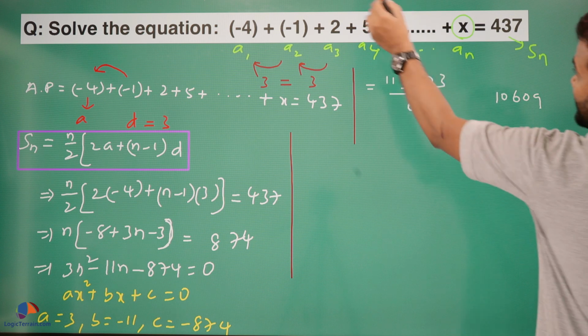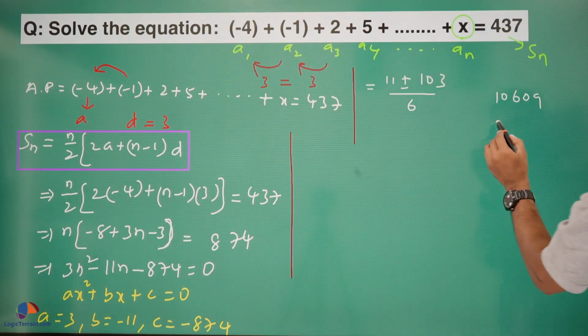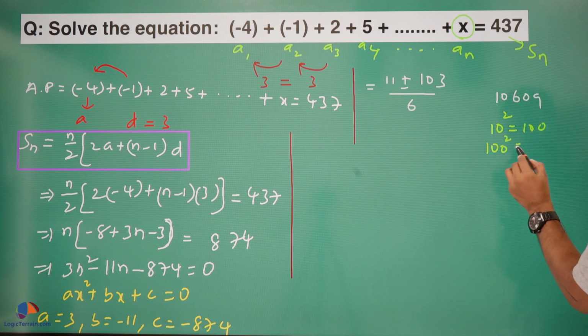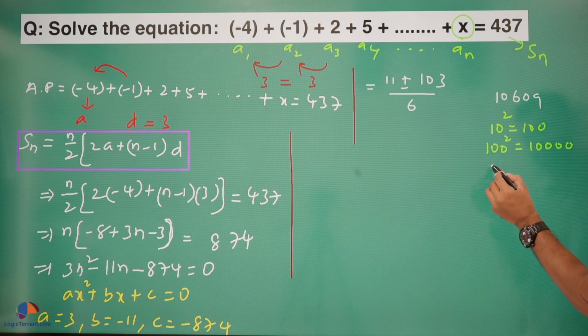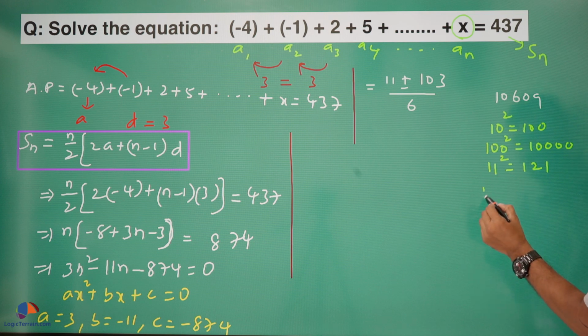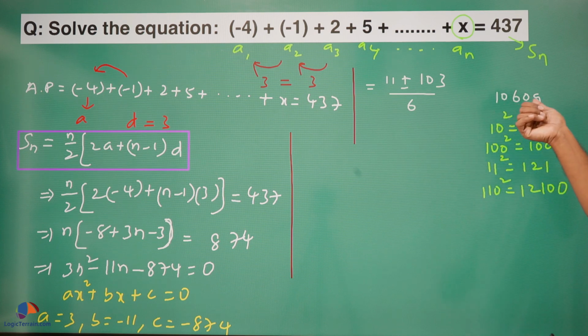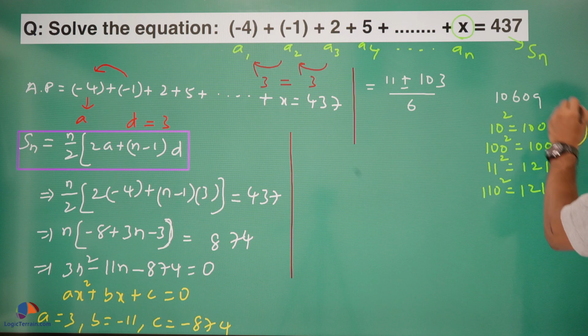So what we'll do is, let us take 10 squared, that is 100, and add one more 0, 100 squared is 10,000. And the next number is 11. 11 squared is 121, add a 0 to it, so that is 110 squared, which becomes 12,100. If you observe clearly, this 10,609 lies between 10,000 and 12,100. So it lies between this and this.